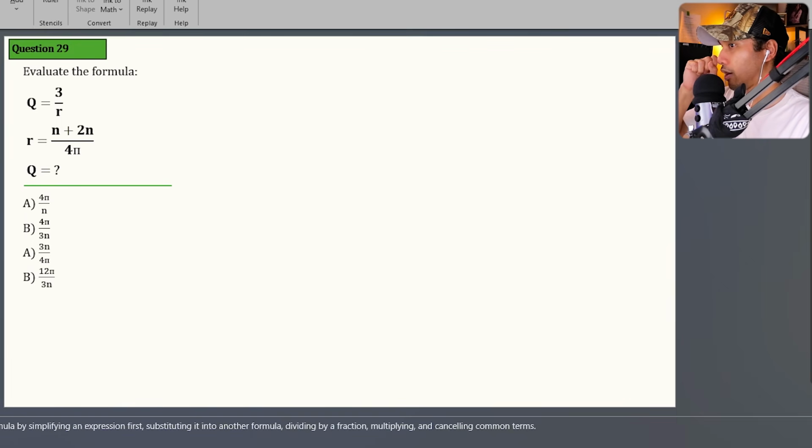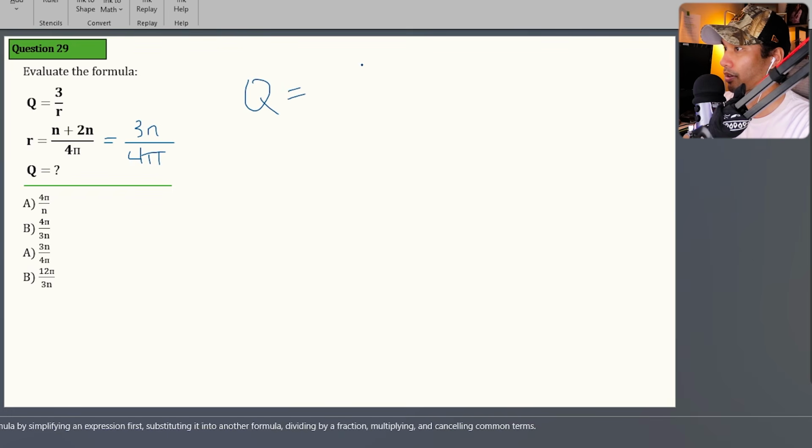Okay, evaluate the formula. Q equals 3 over R. R equals n plus 2n over 4 pi. What does Q equal? So from this one, I'm going to just simplify this. Okay, so this is 3n over 4 pi. So then we get Q, and then we go Q equals, we're going to put this R, whatever this is, into Q.